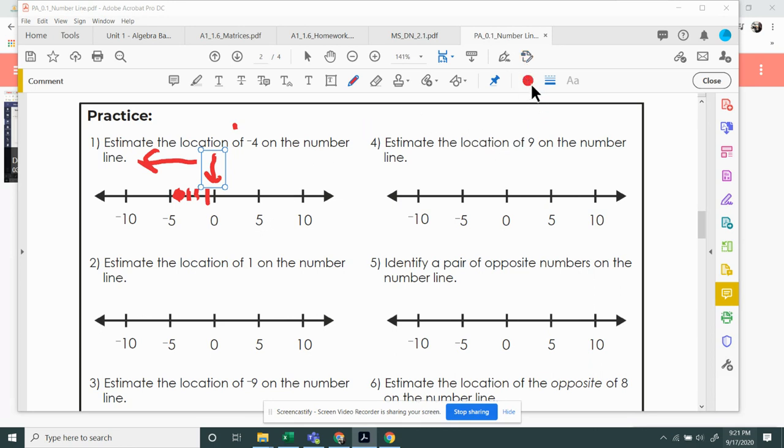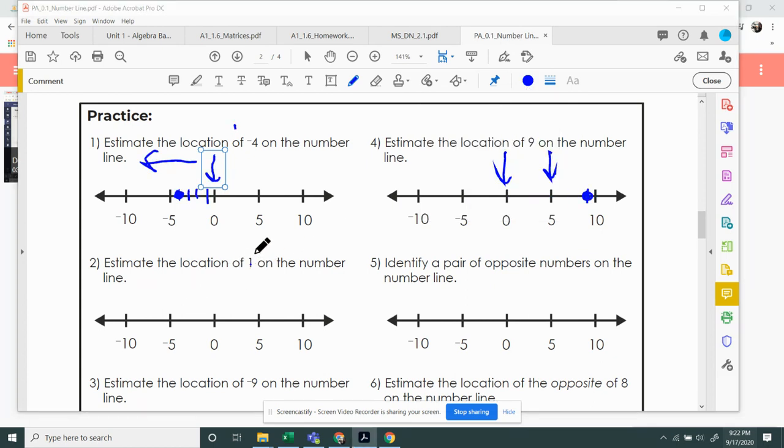Over here, we're asked to estimate the location of 9 on the number line. So I have 0, and here's my 5, and here's 10. So 9 would be just a little bit to the left of 10, right about here. Down here, we're asked to estimate the location of 1 on the number line. So let's start with 0. Let's see if I can get my line to be a little smaller. And let's try the blue this time.